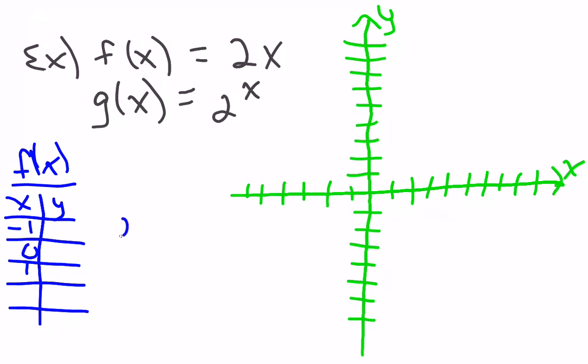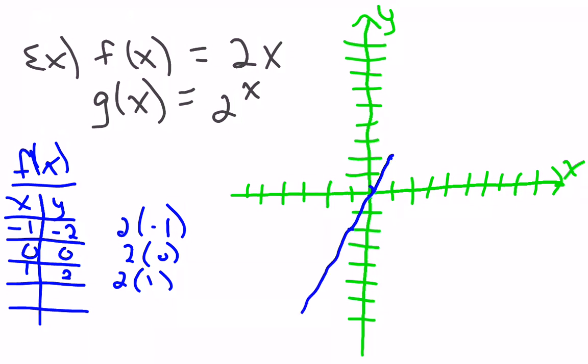So we'd have 2 times negative 1 gives us negative 2. We'd have 2 times 0 gives us 0. And we have 2 times 1 gives us 2. So here's our points. Negative 1, negative 2, 0, 0, and 1, 2. And then connect the dots the best that I can. Of course, paper and a ruler and graph paper even are great for this.